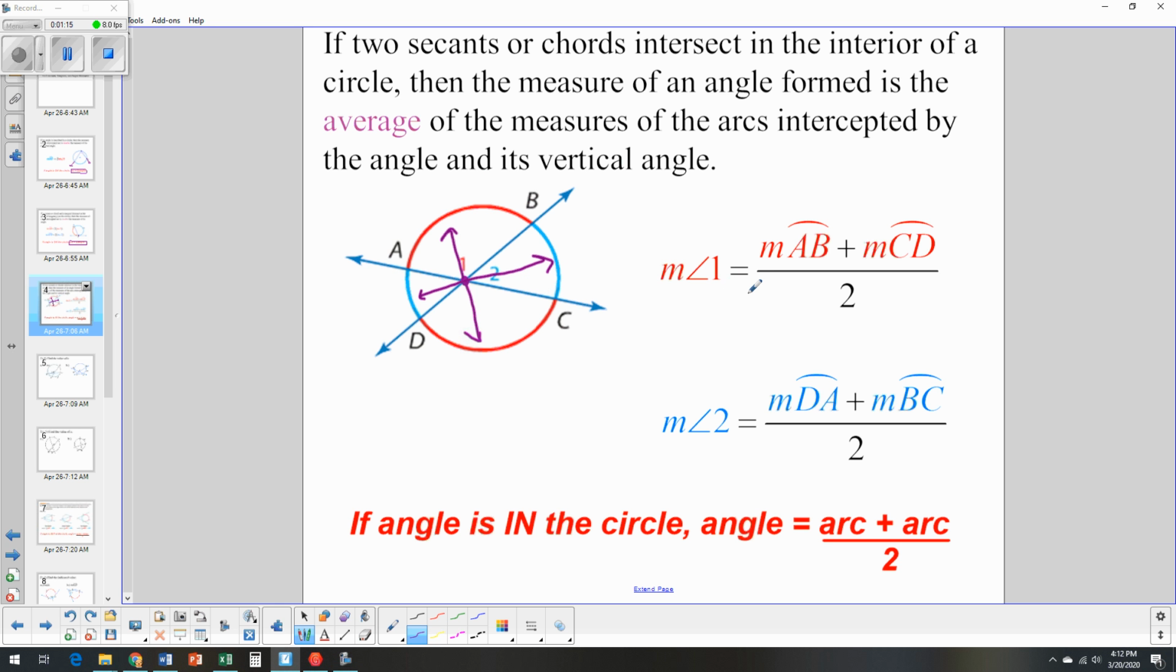So when we talk average, we're really going to have the angle equals the arc plus the arc divided by 2, right? Average is when you add up a certain number of things and divide by however many you added. So right here is our formula. Angle equals arc plus arc over 2.